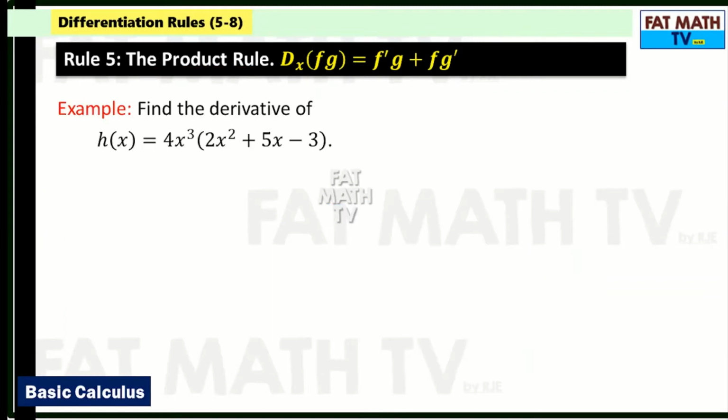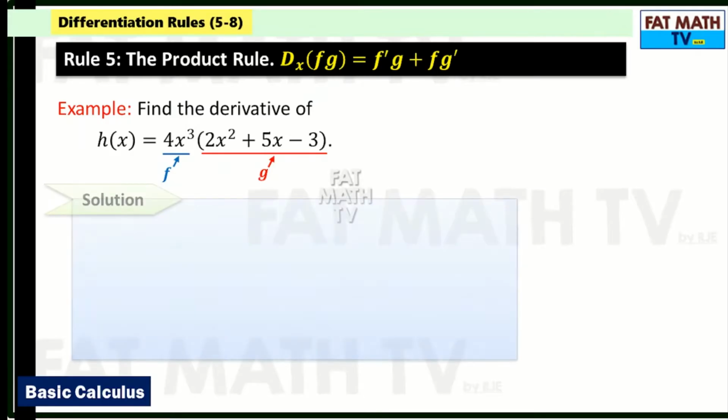Okay, let us have another example applying the product rule and finding the derivative. So h of x equals 4x cubed times 2x squared plus 5x minus 3. Our f here is 4x cubed. And our g here is 2x squared plus 5x minus 3. So first, take the derivative of 4x cubed. What is the derivative of 4x cubed?